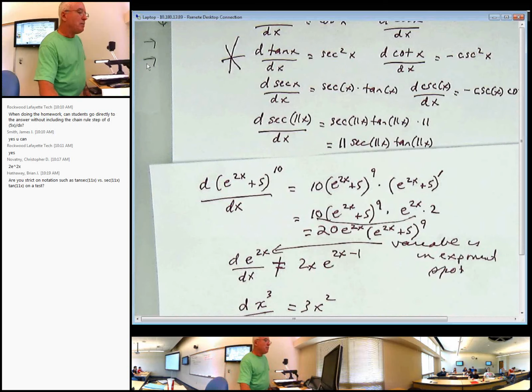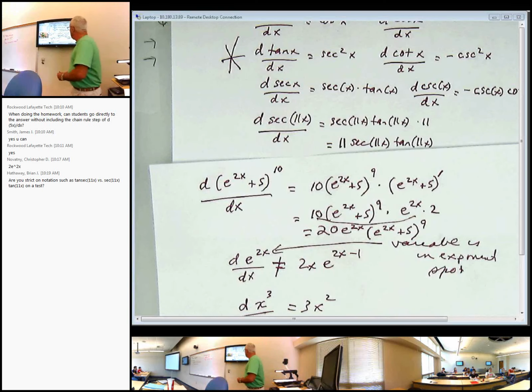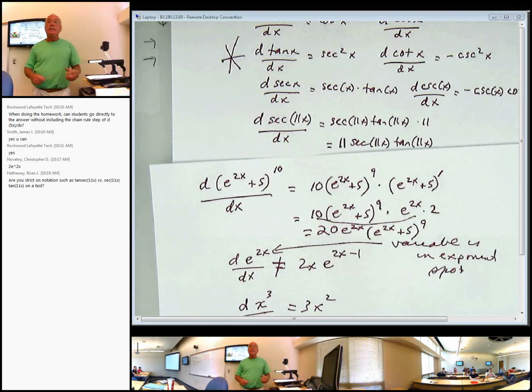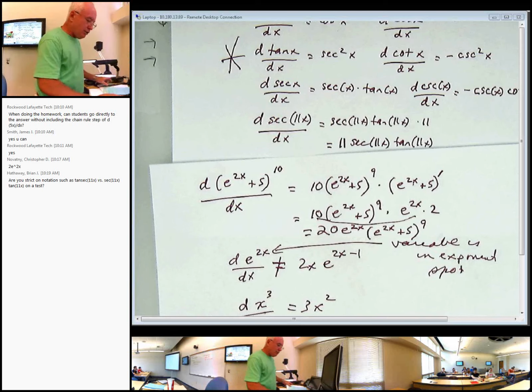Okay, another thing about how strict I am. Are you strict on notations such as tan, sec, 11x? Yeah, I want it to be secant of... in other words, they're asking, can I write secant of 11x times tan of 11x as tan sec of 11x? I want you to write it out. Apparently, some people have used that kind of shorthand, though I've never seen it myself. Don't do it. So I'm going to put here, no, not okay with that.